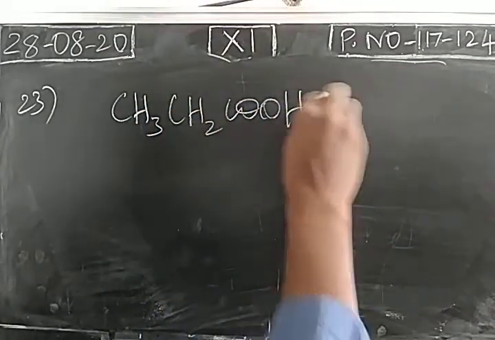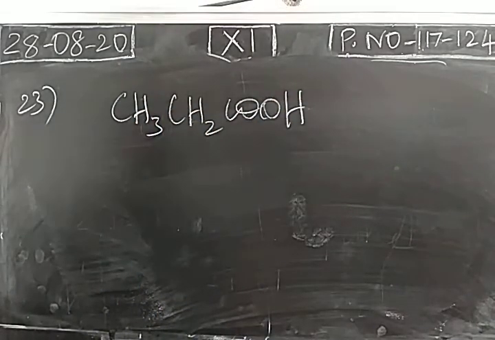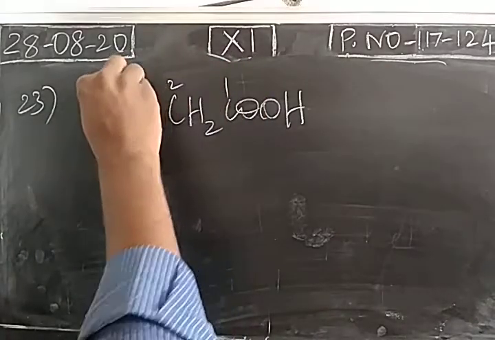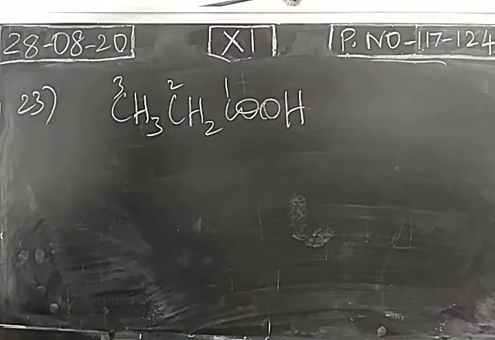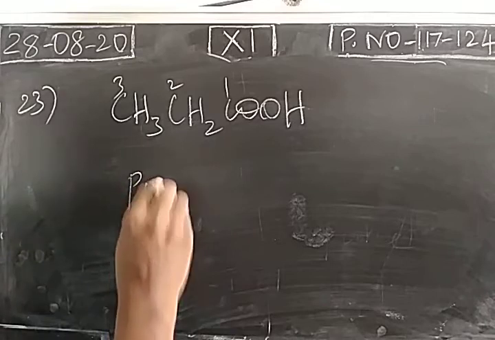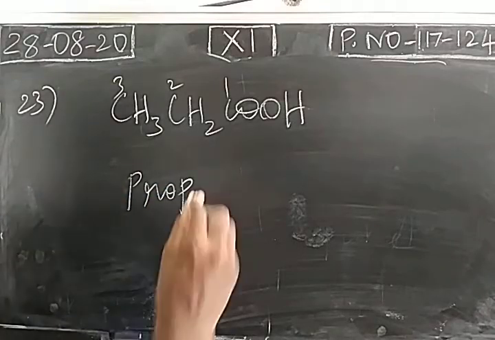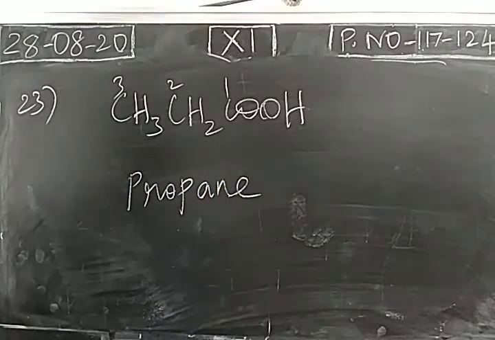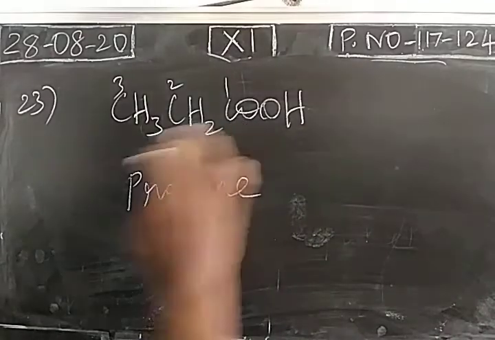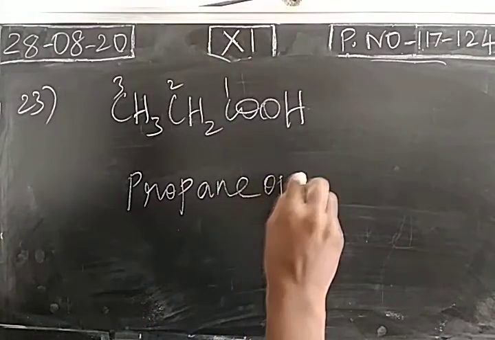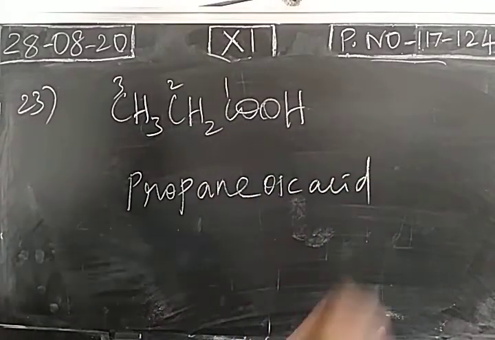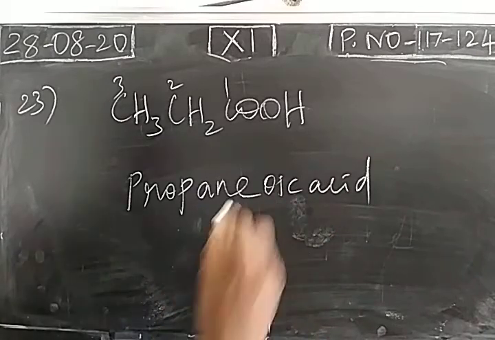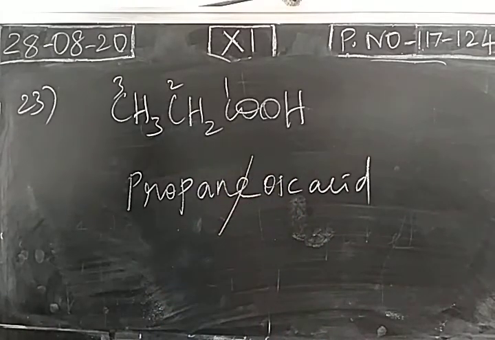So this is the simplest carboxylic acid, right? 3 carbon atoms are present in the chain, root word prop, primary suffix, only single bond, so ane. For a carboxylic acid, the secondary suffix is oic acid. So by joining the primary and secondary suffixes, the last letter of the primary suffix will be struck out. So this is called propanoic acid.